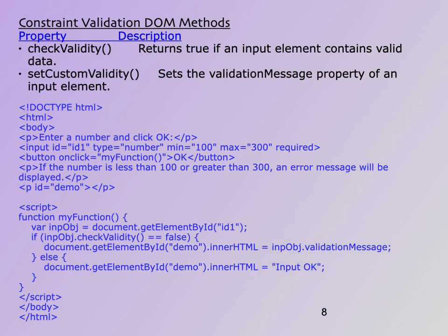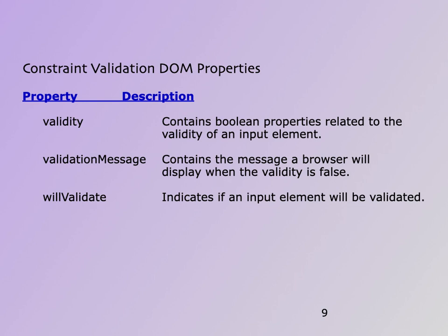We will see some DOM properties, the constraint validation DOM properties: validity, validationMessage, and willValidate. We have used validationMessage, inpObj.validationMessage, in our previous example. So the first thing is validity, which contains Boolean properties related to the validity of an input element. And the second one is validationMessage, which contains the message a browser will display when the validity is false. So it's a predefined message that is displayed by the browser when the checkValidity is false.